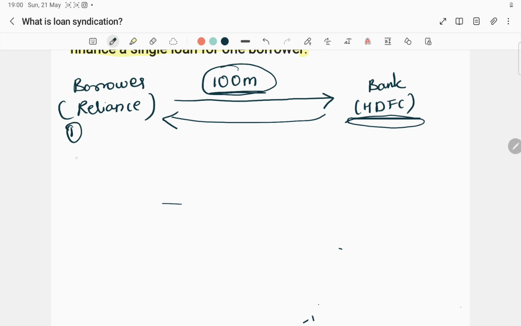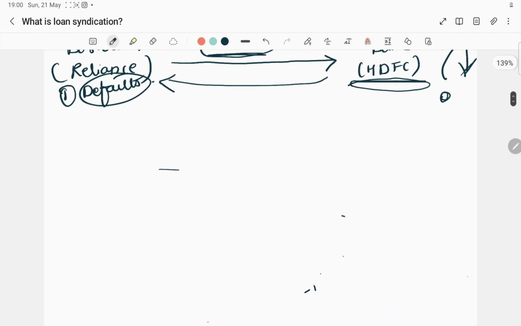one borrower. Because in case Reliance defaults, HDFC will be in big trouble, because a default of 100 million means HDFC is seeing a big downfall in the future. Okay. Now what will HDFC do to fund this 100 million?